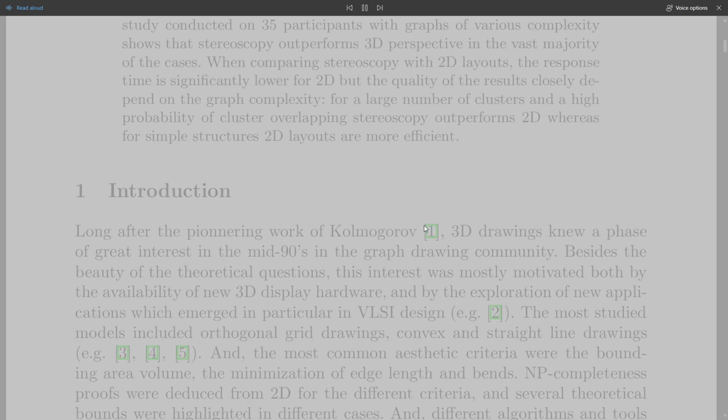A user study conducted on 35 participants with graphs of various complexity shows that stereoscopy outperforms 3D perspective in the vast majority of the cases. When comparing stereoscopy with 2D layouts, the response time is significantly lower for 2D, but the quality of the results closely depends on the graph complexity. For a large number of clusters and a high probability of cluster overlapping, stereoscopy outperforms 2D, whereas for simple structures, 2D layouts are more efficient.